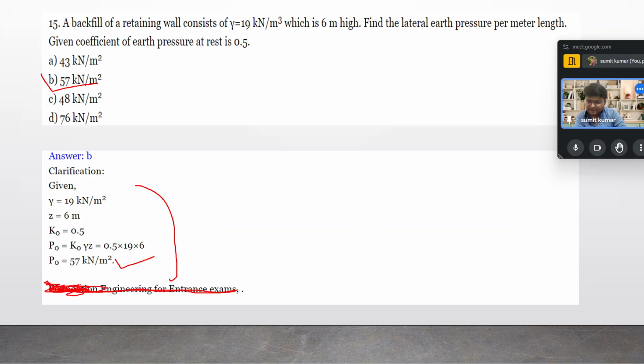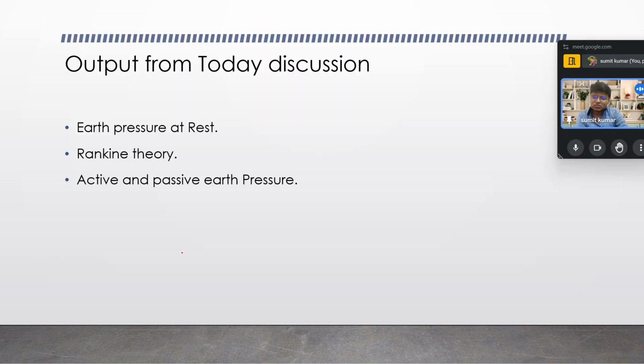Most of the questions I asked are from the entrance exam sections only. So, the output from today's discussion: we have understood the earth pressure theory at rest, Rankine theory, that is the active earth pressure theory and passive earth pressure theory. We also came to know the Coulomb wedge theory and some other aspects, so that understanding gets developed.